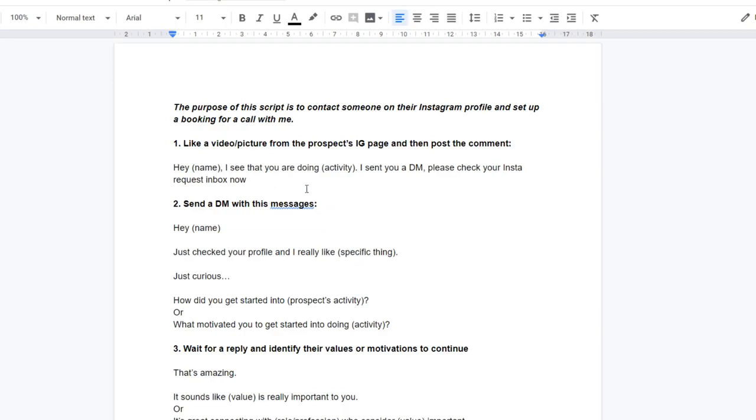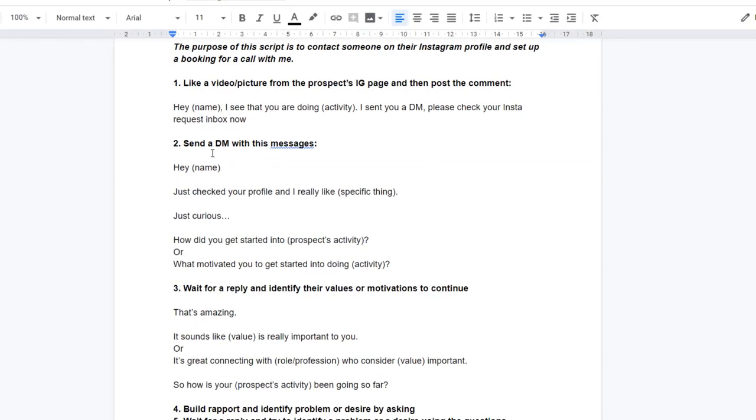And the person will check his messages, his Instagram inbox. And you then send the DM with this message: Hello name, just checked your profile and I really like, and you tell a specific thing. I really like that you're from the US, or I really like that you're a vegan, or I really like the last video that you've made, or something like that.